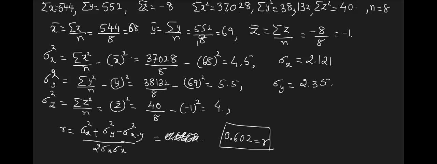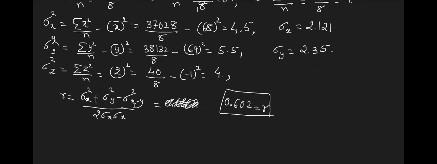Okay, sigma square z, which is equal to summation of z square by n minus z bar square, is going to give me the answer as 4. Okay, so r is nothing but, use the formula, substitute the values, and r is 0.602. Roughly it is correct because it is between -1 and +1.